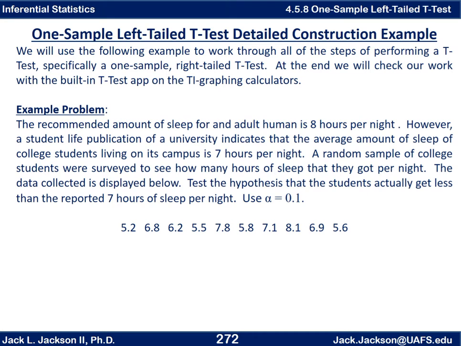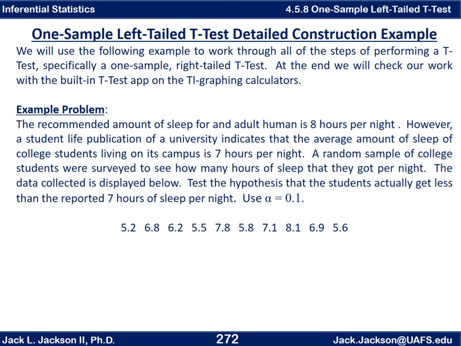So below we see the results of that data that they collected, and we see this here. We want to do a test of hypothesis that the students actually get less than the reported 7 hours of sleep per night. Now, one of the things that we need to do is choose a significance level, which is alpha, and here we're going to use an alpha of 0.1, and then here's our data.